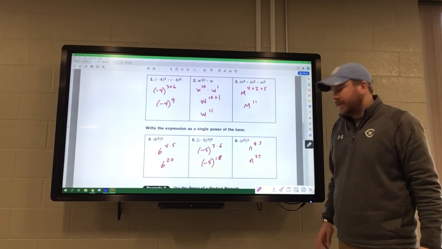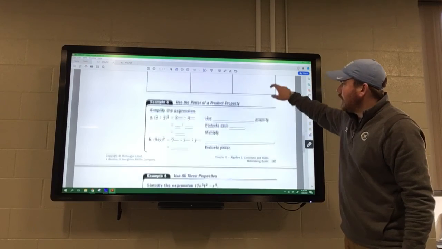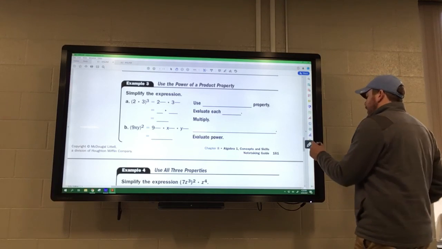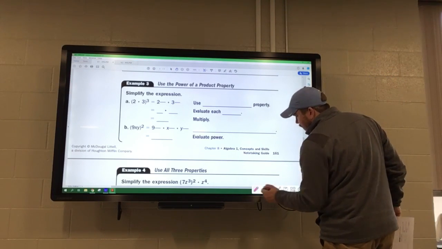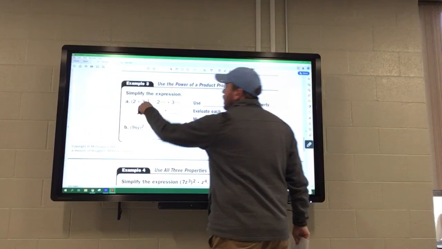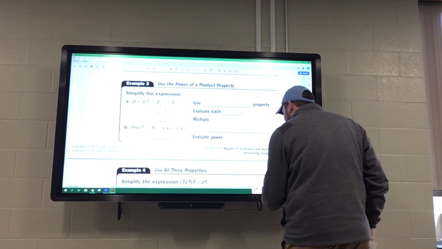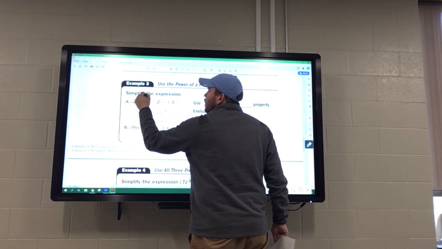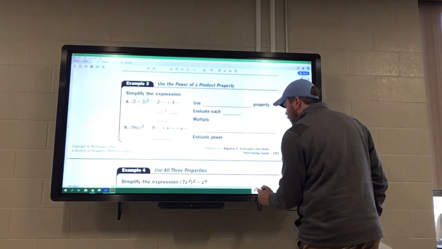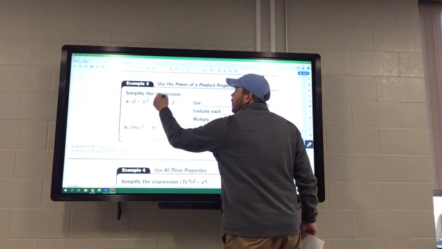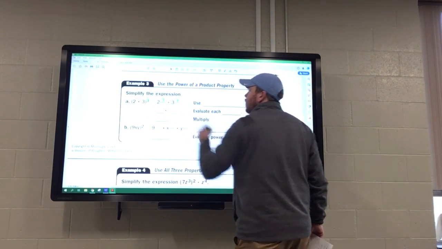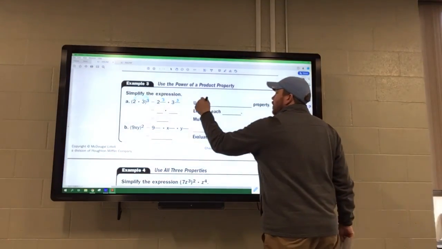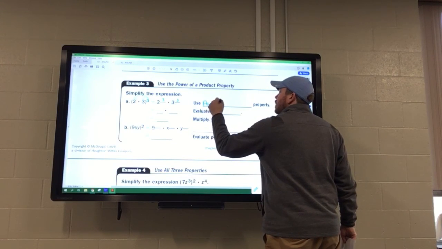Great, let's keep moving. On to example 3. Here we're going to use the power of a product property. So this one's a little bit different. So here we have 2 times 3 being raised to the 3rd power. And what we're going to need to do here is apply that power of 3 to the 2 and to the 3. So we are going to rewrite this as 2 to the 3rd power times 3 to the 3rd power. All right? And what allowed us to do that is the power of a product property.